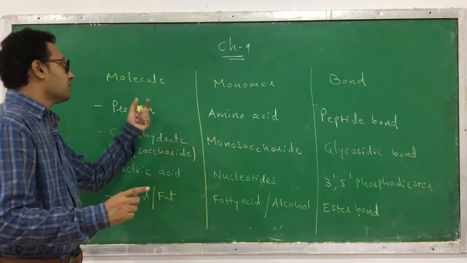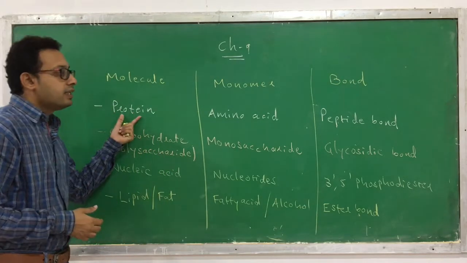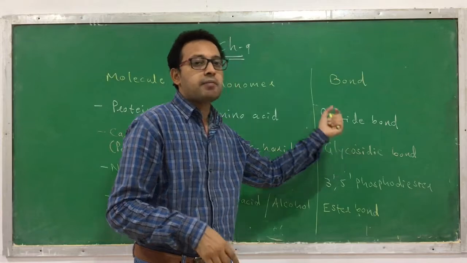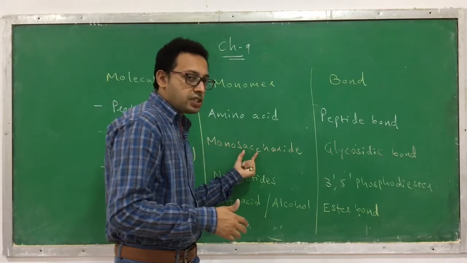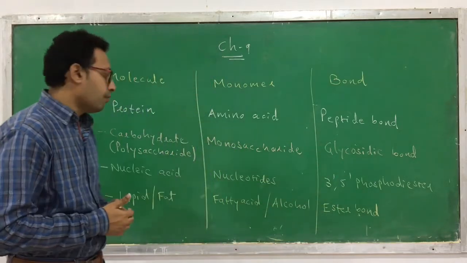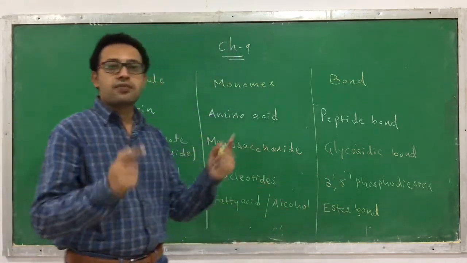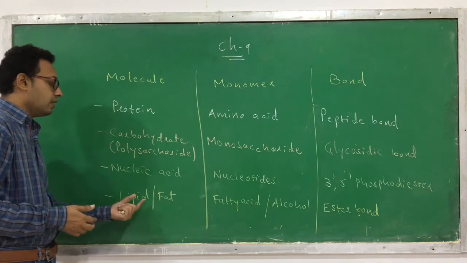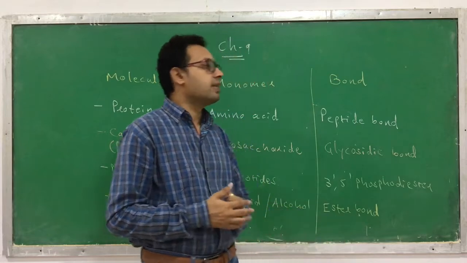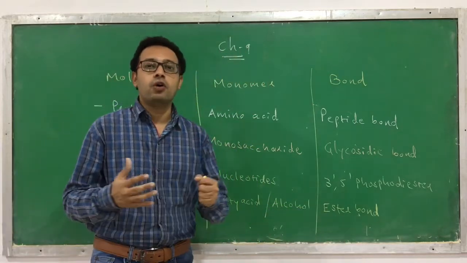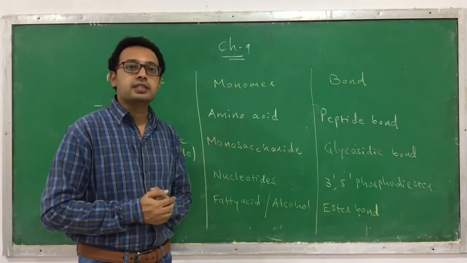Students, you have to remember the monomer and the bond that is present in the polymeric form. So in protein, the monomer is amino acid and they are connected by a peptide bond. In polysaccharide, the monomer is a monosaccharide and they are connected by a glycosidic bond. In nucleic acid, the monomer is nucleotide and they are connected by a 3' 5' phosphodiester bond. And in lipid and fat, the monomers are fatty acid and alcohol and they are connected by the ester bond. So these are the different types of bonds present in different polymeric structures which exist in a living organism.